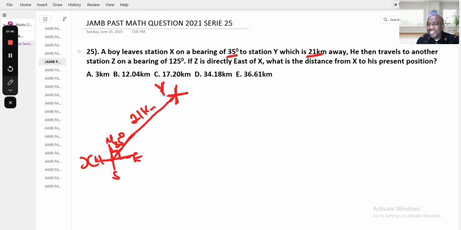When the question says he then, it means he continues from where he stopped. He stopped at this Y, the boy. Now he then goes to another station Z on a bearing of 125 degrees. How can we draw the 125 degrees? We see that from here to here is 90. 1, 2, 3, 4, 90. He now counts from 91 to here, another 90, making 180 degrees for the straight line.